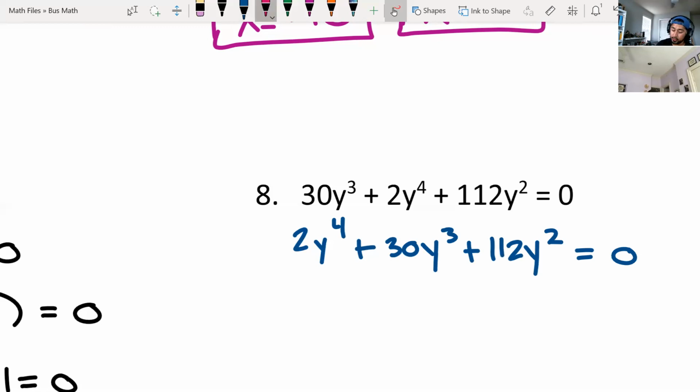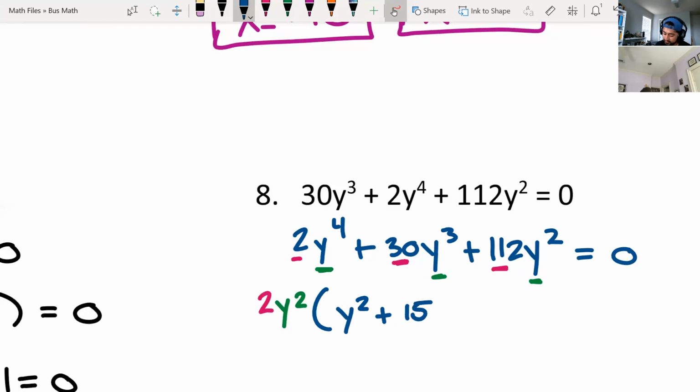Okay, and now let's look for a common factor. I have 2, 30, and 112. What could I factor out? 2y squared. Good. 2, and then you have y to the 4th, y cubed, y squared. You can take out a y squared. So we factored 2y squared from every term. This should leave me with y squared plus 15y plus, what's 112 divided by 2? Is that 56? Yes, sir. All right, equal to 0.